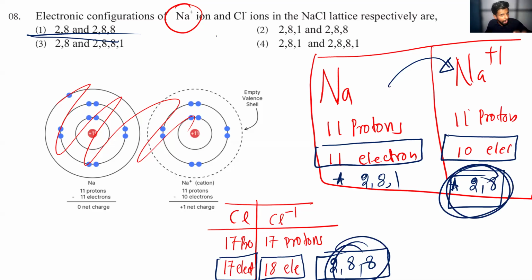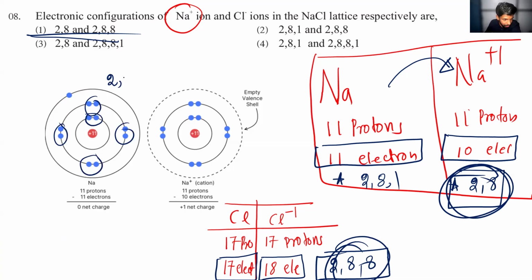Those who don't have the idea in writing the electronic configuration, just look at this picture. Grade 11 second term students, within 6 months you're going to write the exam. In the first energy level, we have 2 electrons. In the second energy level, 2, 4, 6, 8 electrons. In the outermost energy level, we have 1 electron. This is the order: first energy level 2 electrons, second energy level 8 electrons, then 1, so 2, 8, 1.